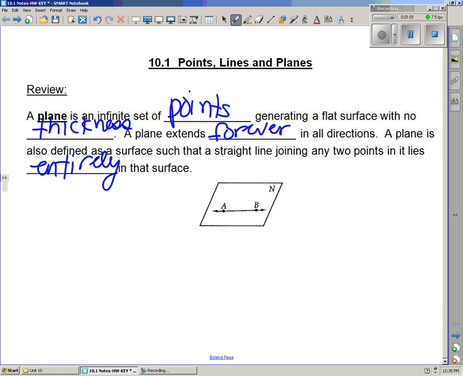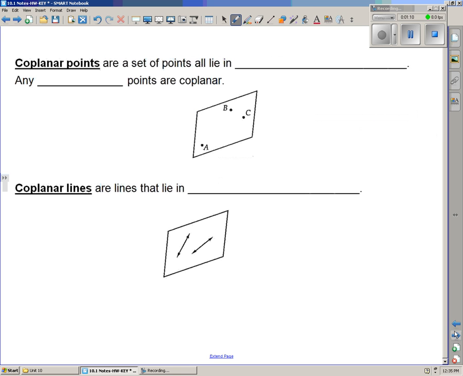Okay, so basically what's happening here is if I pick a line, a line can lie in any plane, I guess is what I'm trying to say. All right, so coplanar points. Coplanar points are a set of points that all lie in the same plane. Any 3 points must be coplanar. So I can pick 3 points anywhere that I want and find a plane that will contain all 3 of those points.